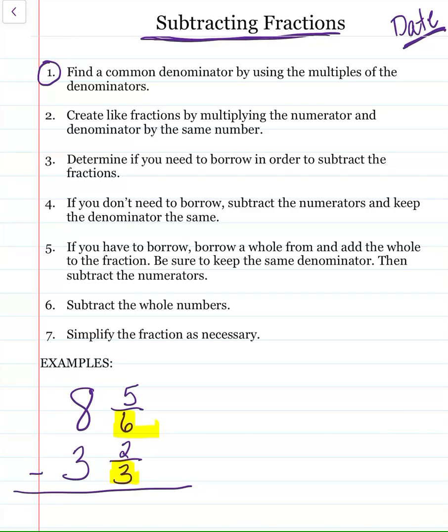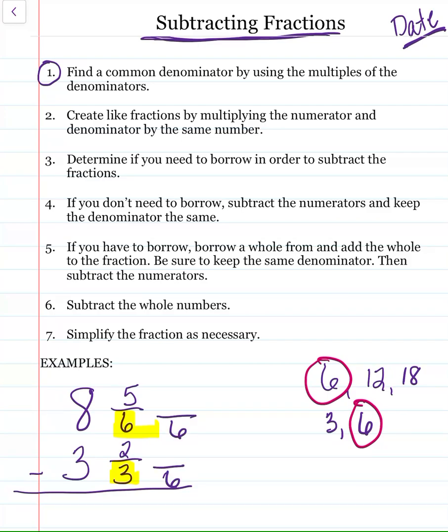So we do that by looking at our multiples. So we say 6, 12, 18, 3, 6. I can stop because I see that I have a 6 that's the same. So my new denominator is going to be 6.